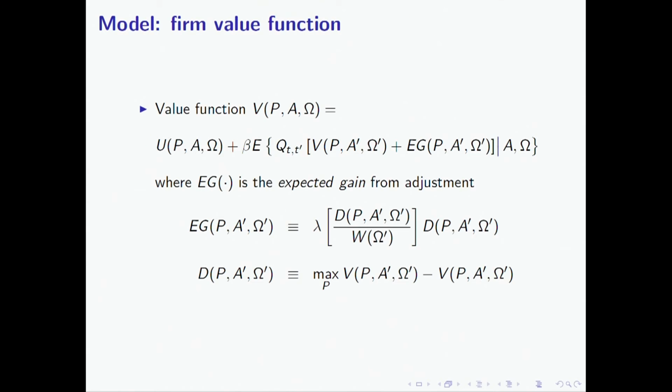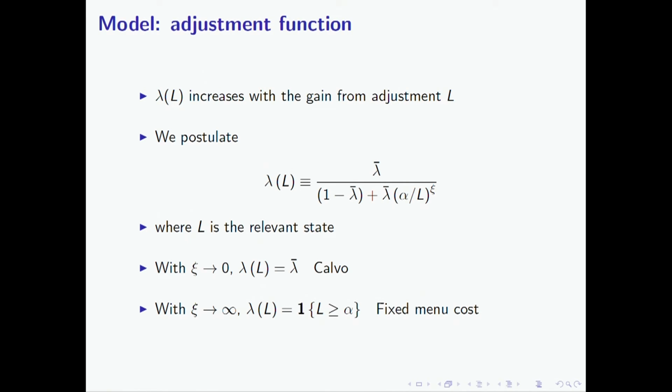So with this, we can write the value function of a firm that produces with productivity A, price P, and some aggregate state omega, as the sum of period profits and expected continuation value, where this is just the value of the firm tomorrow with the new shocks, and the expected gain from adjustment, which is now the probability of adjustment lambda times d, where d is the difference between the maximum value that the firm can attain by varying its price p and the value it currently has at its current price.